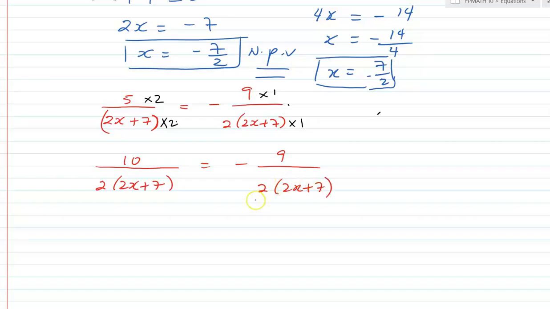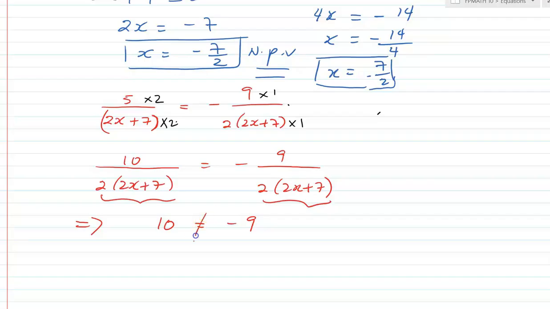And in this case, since the denominators are the same, you can equate the numerators together. So in two fractions that have the same denominators and are equal to each other, therefore their numerators must be equal to each other. In this case, that implies that 10 must be equal to minus 9. But that is not true, because 10 is not equal to minus 9.